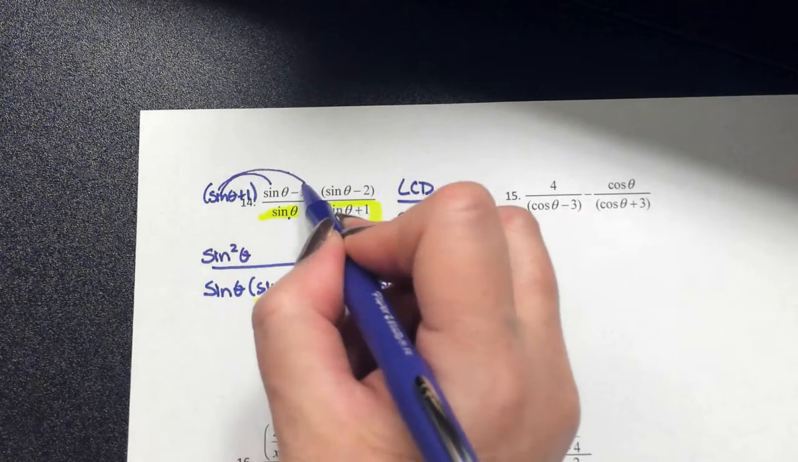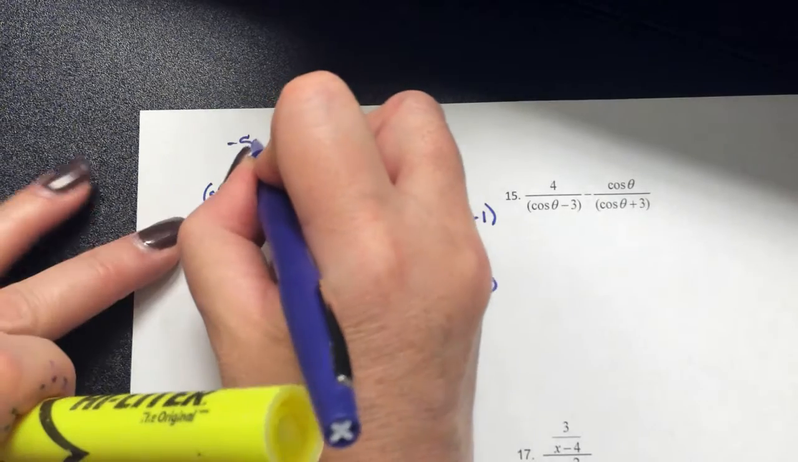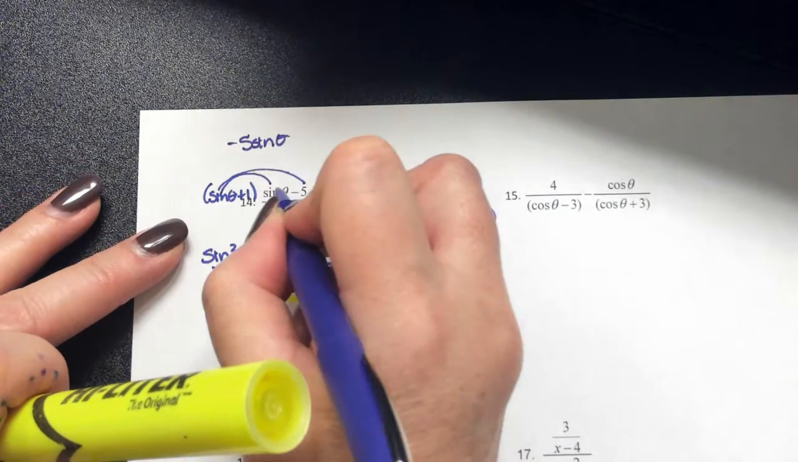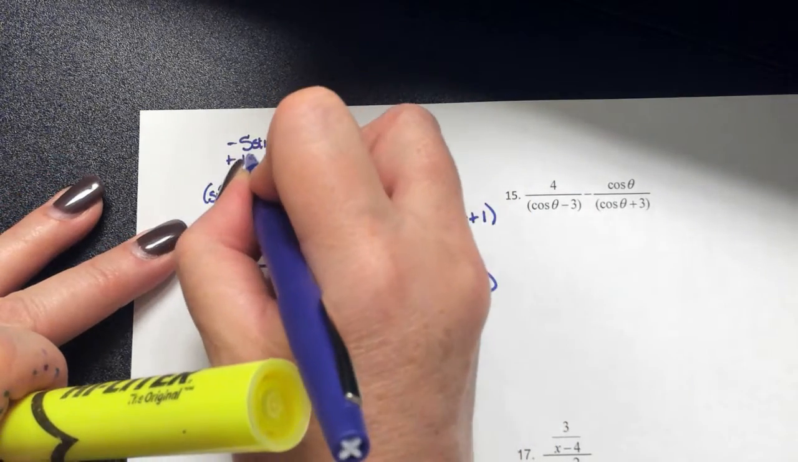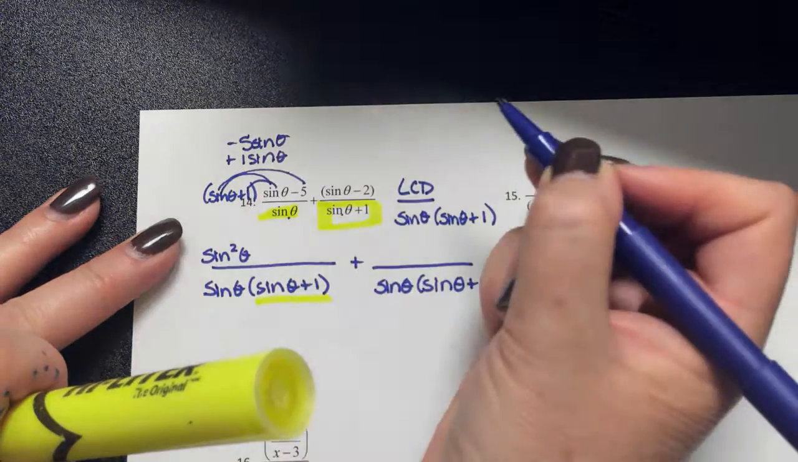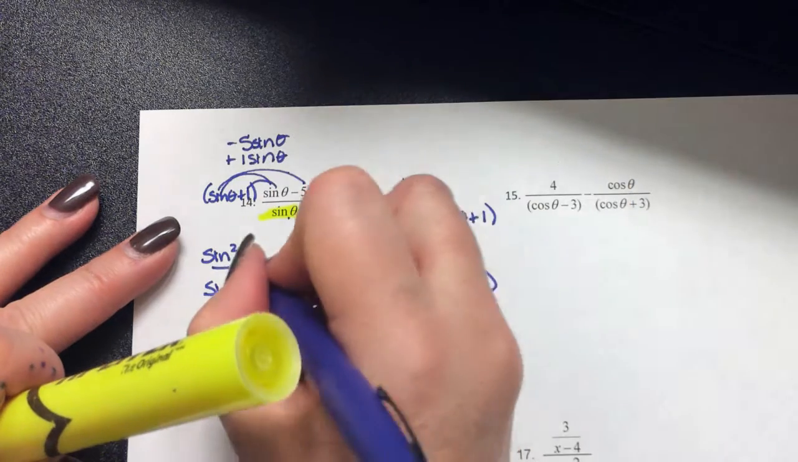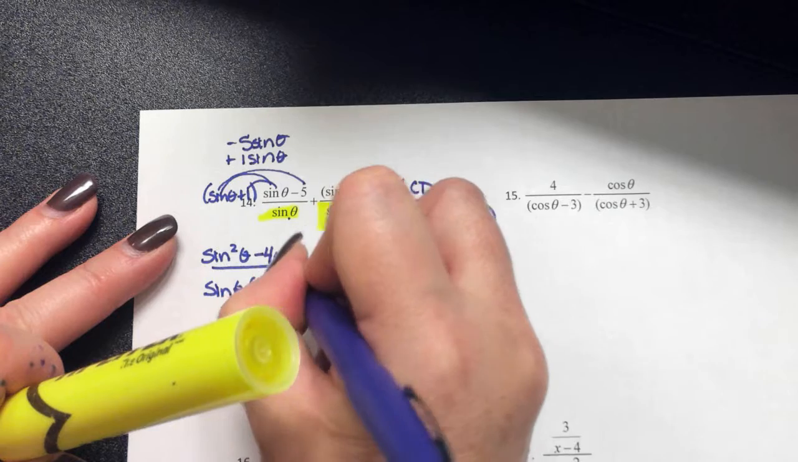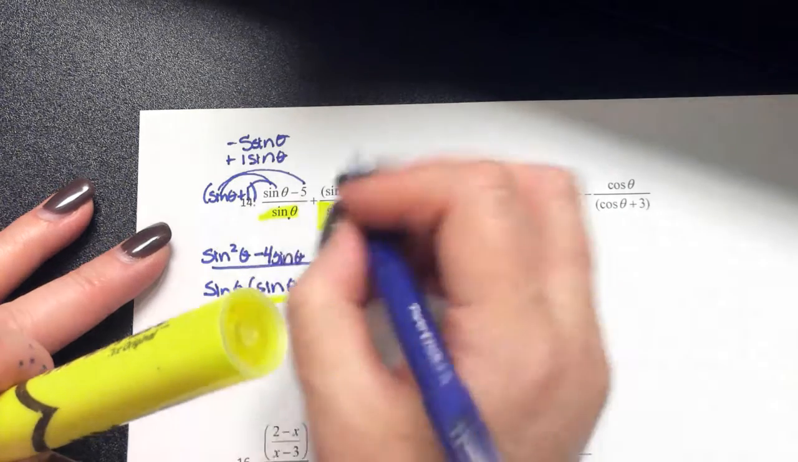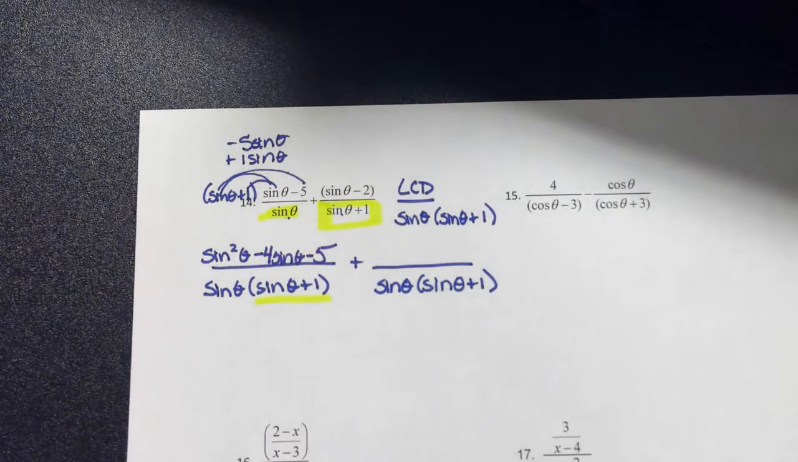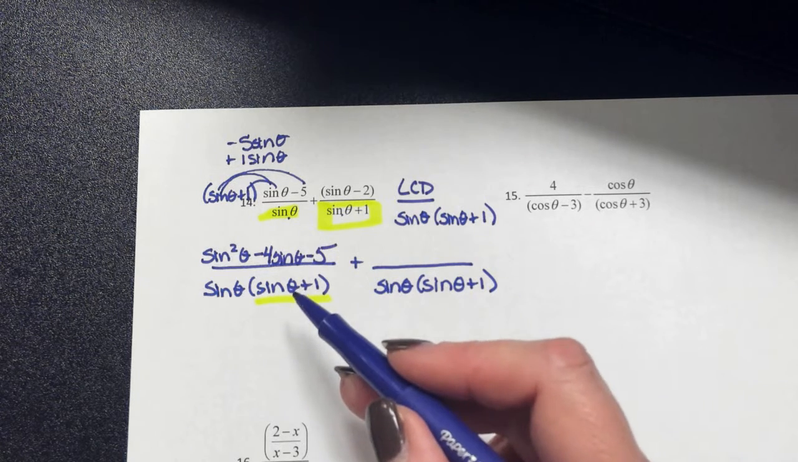Minus 5 sine theta for the outer. Inner is going to be a plus 1 sine theta. So when I add negative 5 plus 1, that's a minus 4 sine theta. And then 1 times negative 5 is a negative 5. So now I've taken care of the first fraction.